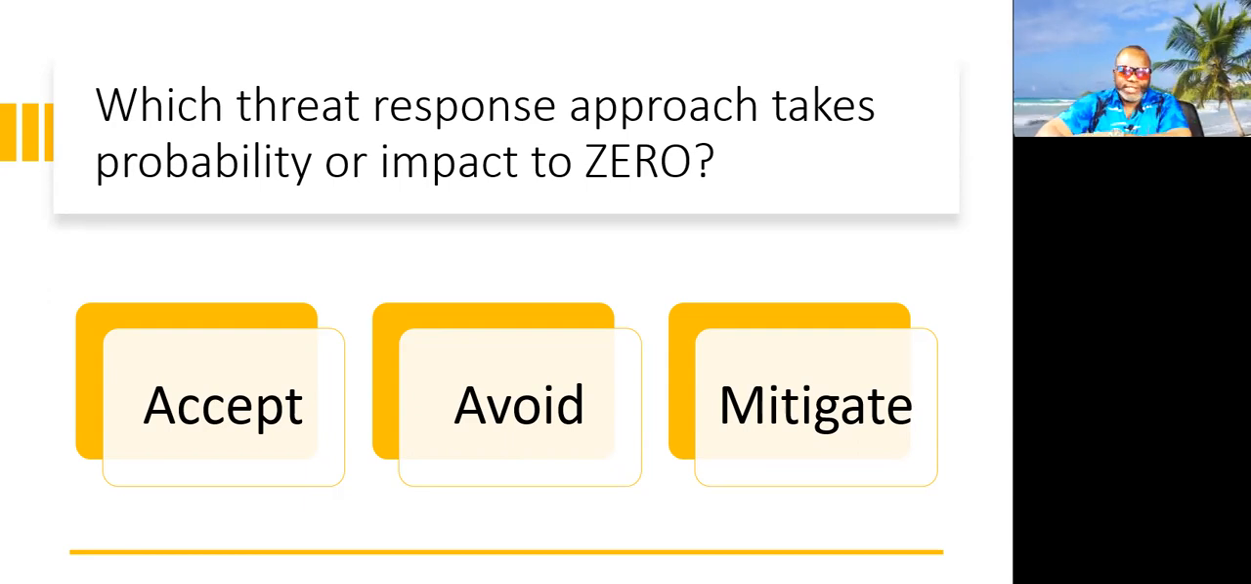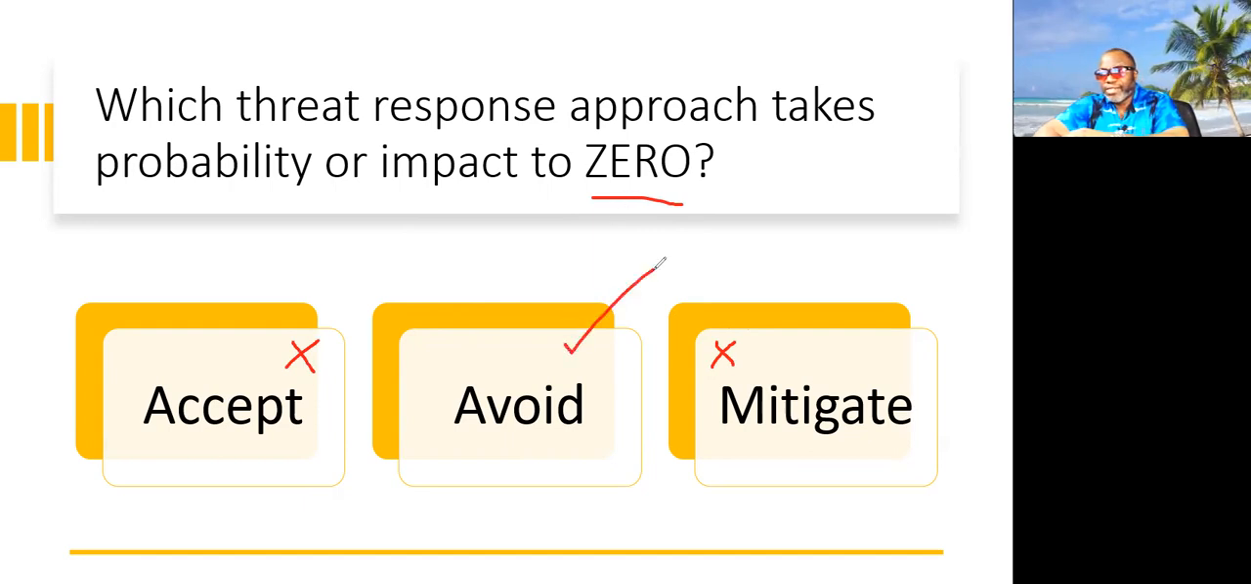All right, my friends, let's end this one. So, which threat response takes probability or impact to 0? You probably figured out that the answer is not accept. That will keep the probability or impact exactly as they are. It's not mitigate. Mitigate is not one that takes them to 0. It will reduce the probability or impact, either one or both, but it would not take it to 0.